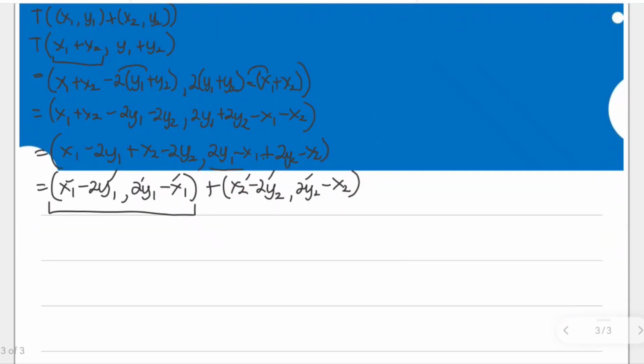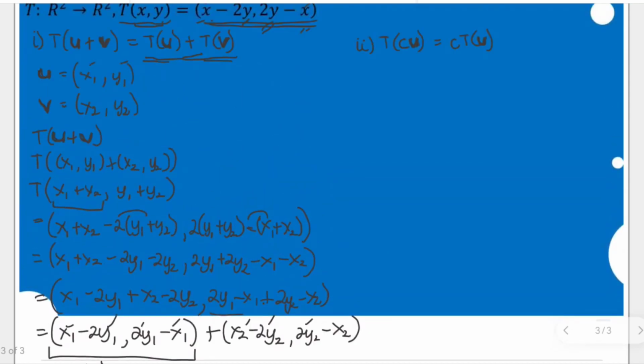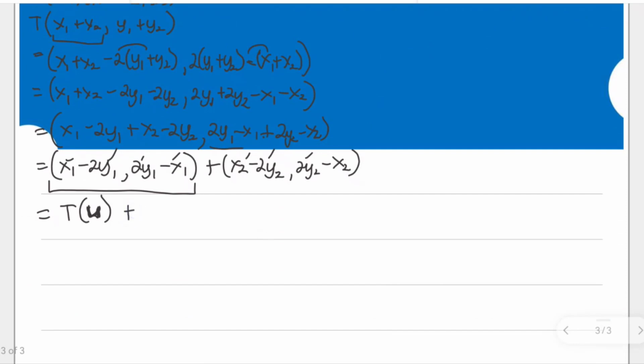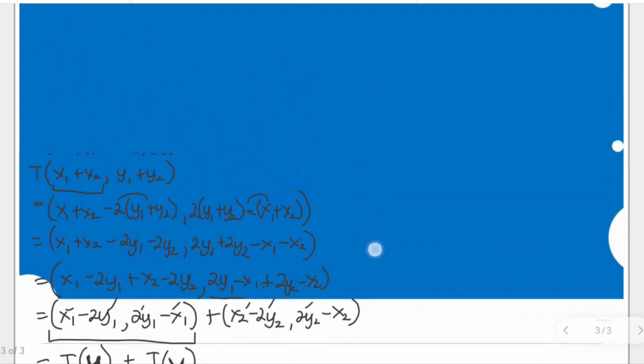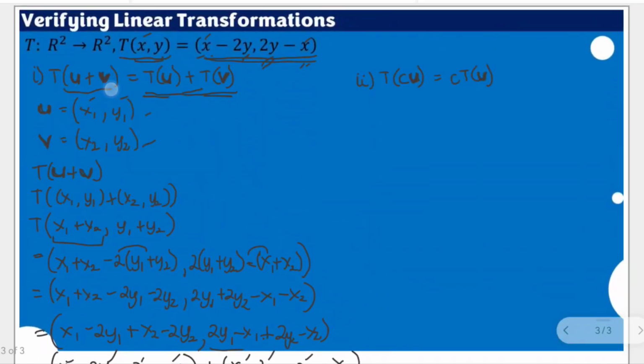This means the first vector is just the transformation of your vector u, as u contains your sub 1s. And for v, which contains your sub 2s, you have the transformation of v. This has satisfied the first condition. We have shown that the transformation of the sum is equal to the sum of the transformations.